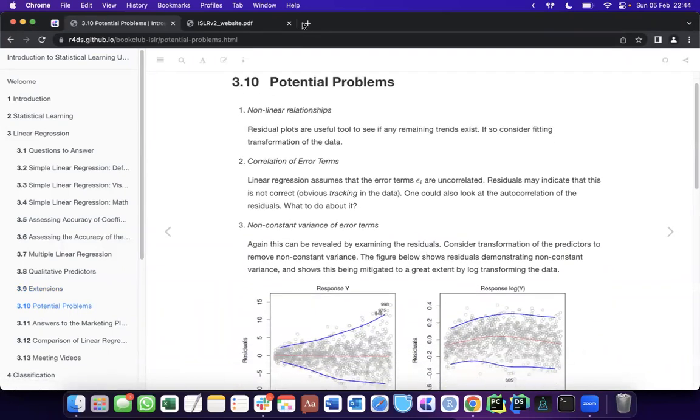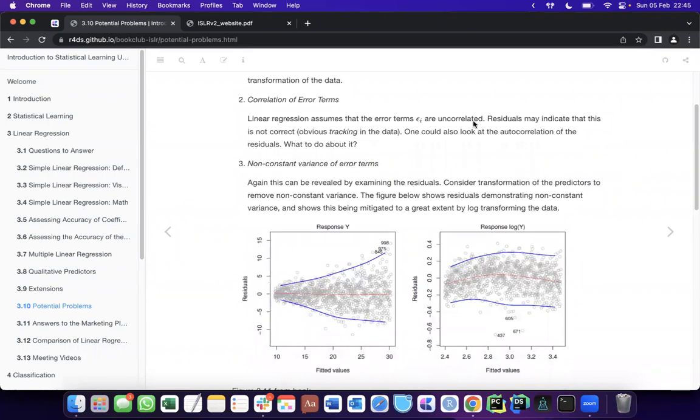And then what are some potential problems with using this particular method? The first thing that we were just speaking about is our non-linear relationships. We are trying to perform a linear regression, but maybe we have a scatter plot of our data and our data is clearly non-linear. We may need to fit a transformation. This could be a transformation of our response. This could be a transformation of our predictors. Or after doing that, our residuals aren't random, then we are probably going to have to find a different method.